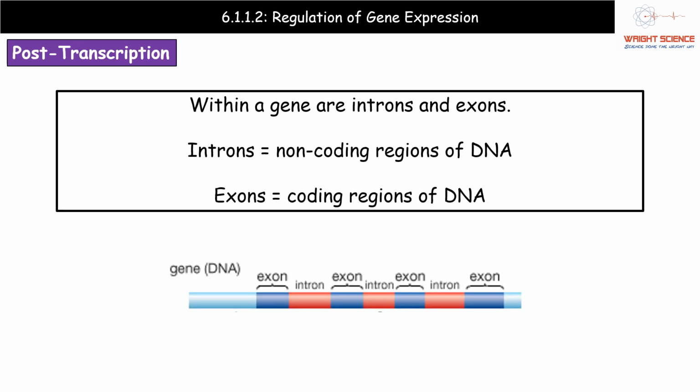Okay, let's move on to our second type then, the post-transcriptional gene regulation. If we think about the structure of a gene, then basically we've got different regions. There are introns and there are exons. So the introns, which are the red bits on our little diagram, are the non-coding regions of DNA, and the exons, which are the blue little sections, are the coding regions of DNA. So when we look at our actual gene here, you can see that the exons are basically being split up by these introns. So coding regions split by the non-coding regions.